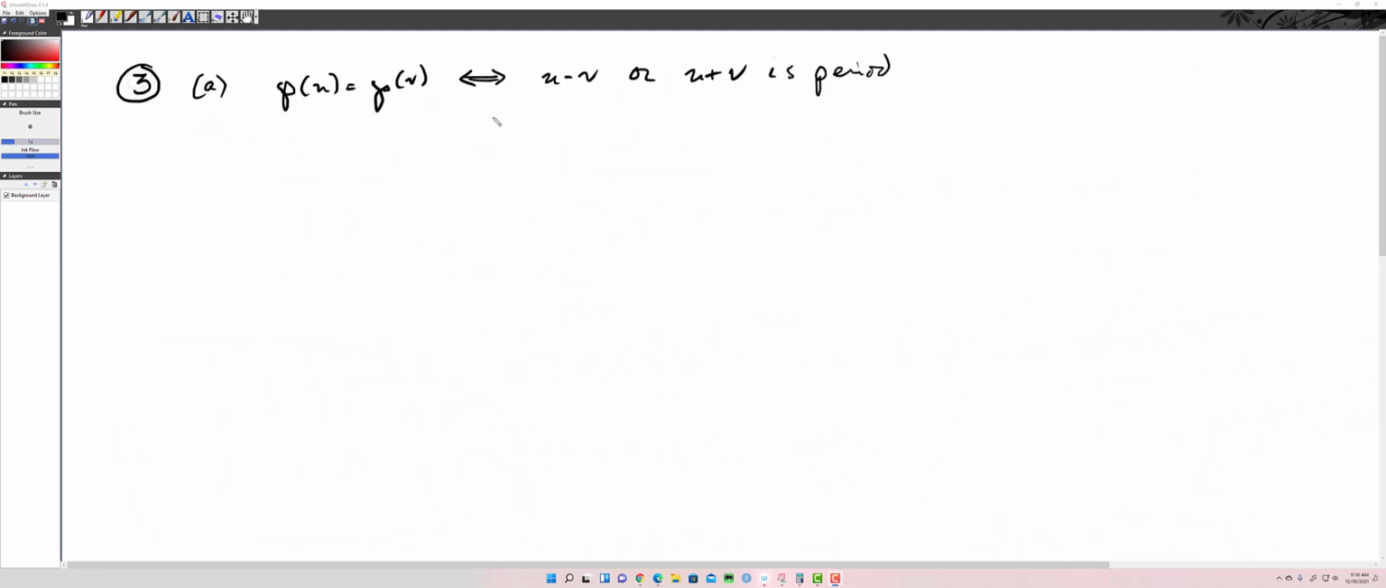Okay, so number 3. Let's see, there are 2 parts to this question. The first part, part A, says that we're talking about the Weierstrass P function here, and asks us to prove that P of U equals P of V if and only if U minus V or U plus V is a period of P. So let's go ahead and knock out this easy direction here. And I'll put the quotes around this. So we're saying that U minus V or U plus V is a period.